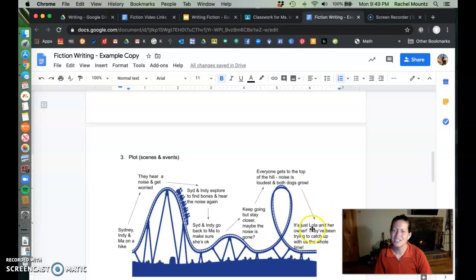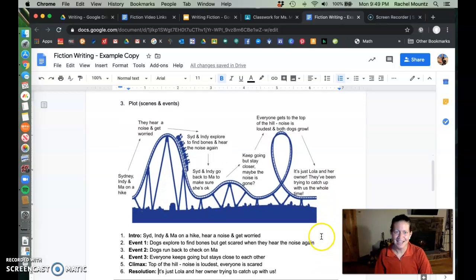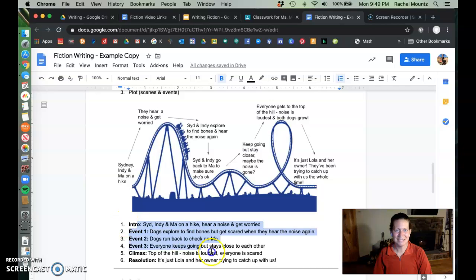We find out it's just Sydney's friend Lola and her owner. They've been trying to catch up with us the whole time, and that's why we kept hearing the noise. I did the exact same thing in my list down here.